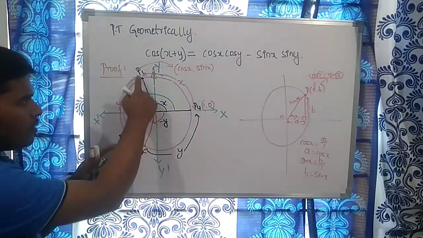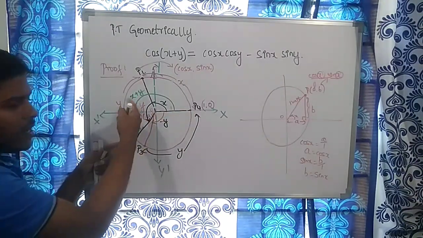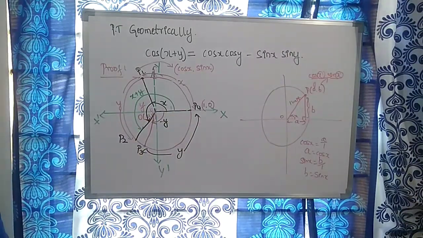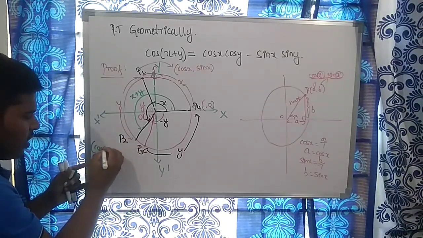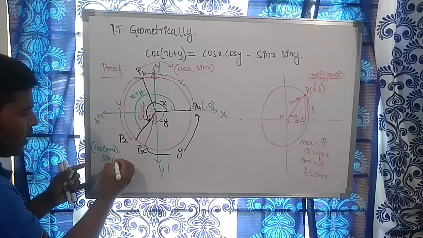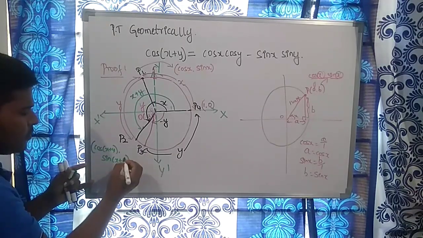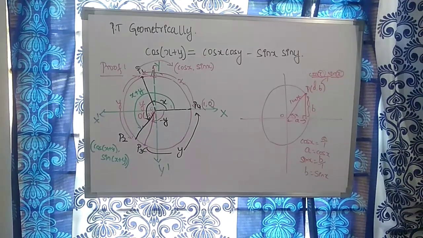For OP1 as the initial line, y radian. If I take OP for its initial line, x plus y radian. For point P2, we are taking cos of x plus y, comma sin of x plus y. Don't get confused, we took OP4 as the initial line. That's why.